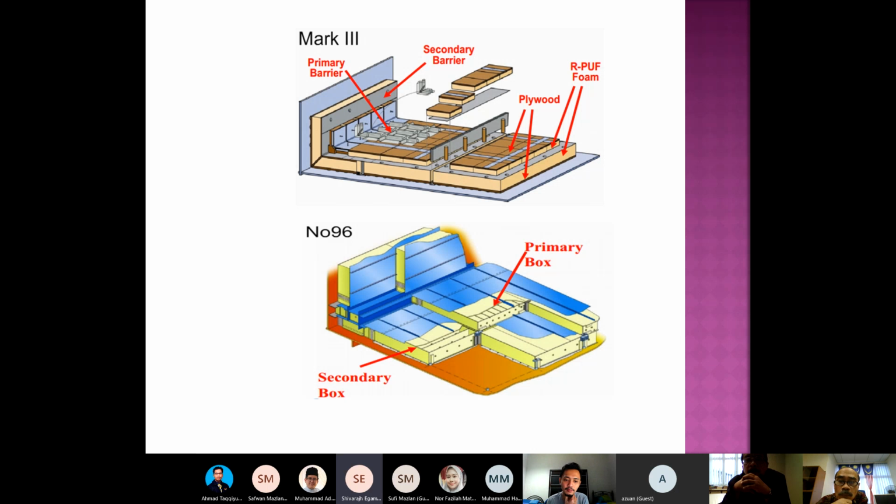Hi everyone, this is Shiva. I'm Niza's colleague. Okay, so I just have one input here.